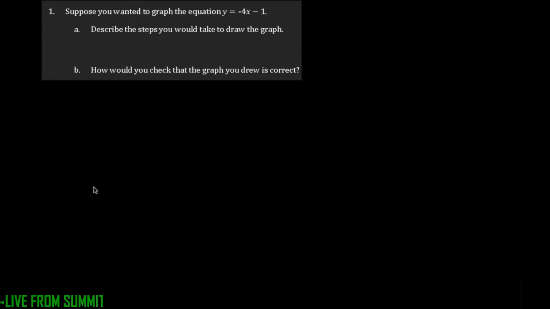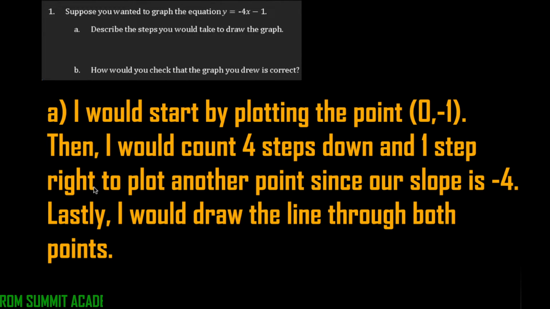So I could say something like this. For that part A, I would start by plotting the point (0, -1). Again, that's going to be your y-intercept. Let me actually write that in too. That's your y-intercept. And that's helpful because I know that point just by looking at the equation. Then I can count 4 steps down and 1 step right to plot another point, since our slope is -4.